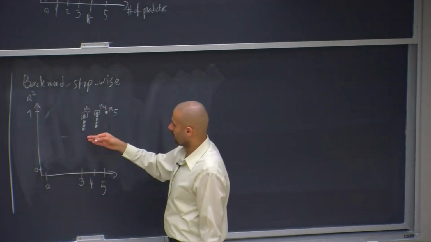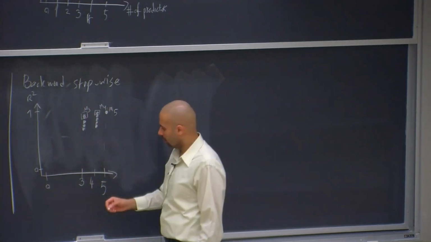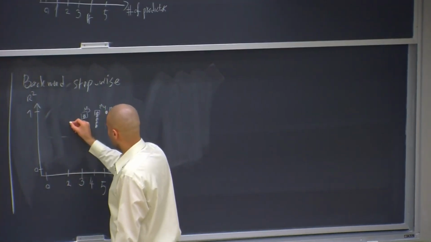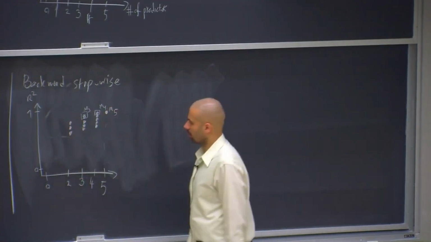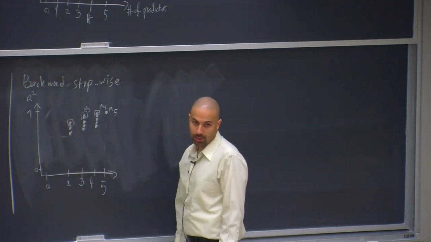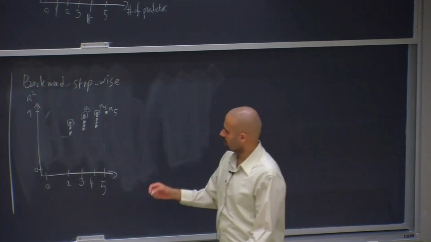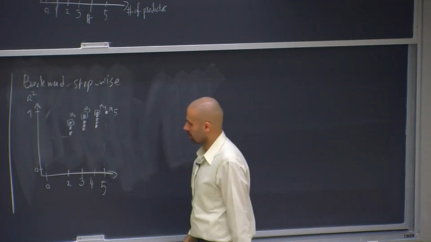Then in the next step, so these are models with 3 predictors. There are 3 ways that we can make them even sparser, and that gives us these 3 models. This one is the best model with 2 predictors based on this local search. So this is M2.